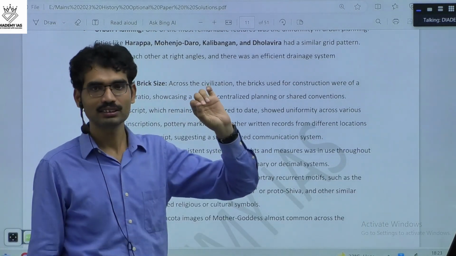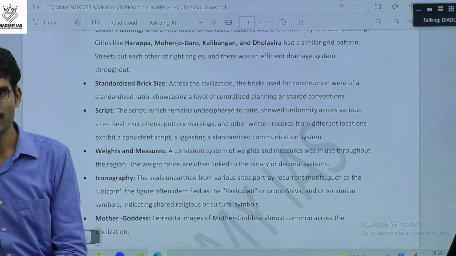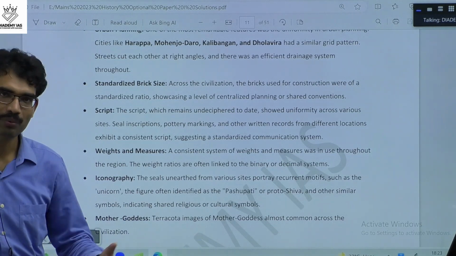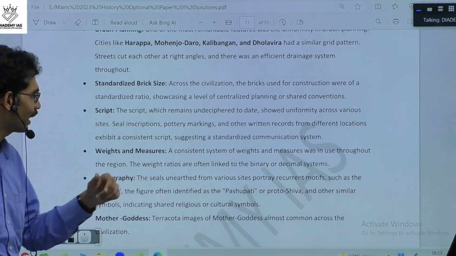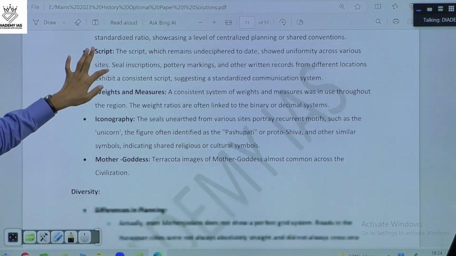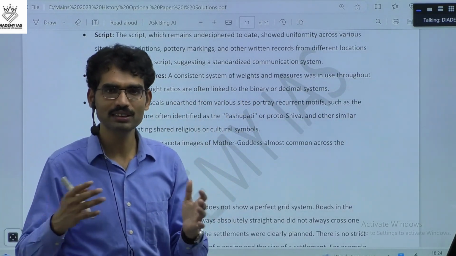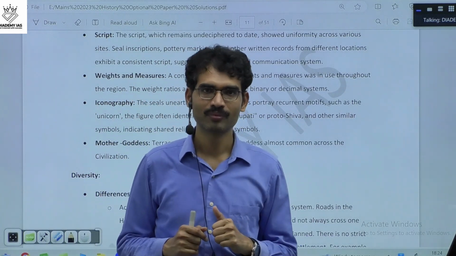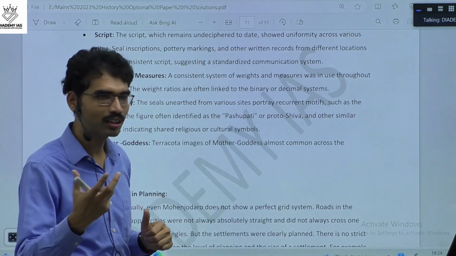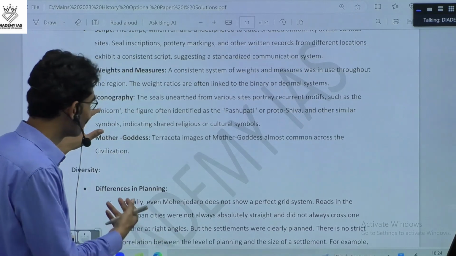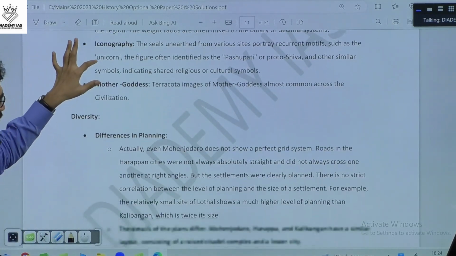Next, script. Script is another striking feature. In different parts, almost similar type of script was available. That is similarity. Then weights and measures, different types of terracotta images, mother goddess image everywhere, similar type. Unicorn seal, you will find different. Mother goddess figurines are different too.